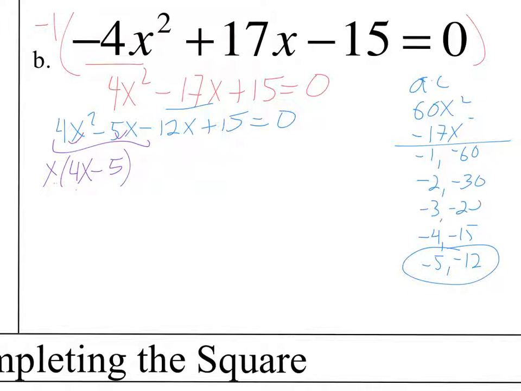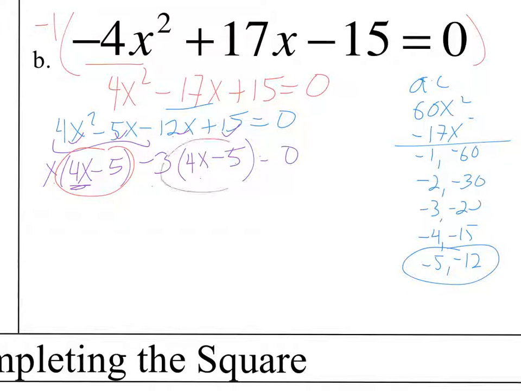For negative 12x and 15, I'm going to take out a negative 3. I like taking out the negative to try to make sure that I get a positive inside the parentheses. And negative 12 divided by negative 3 is going to be 4 with my x. And I get a minus 5 for 15 divided by negative 3. Just to check, negative 3 times 4 is negative 12. Negative 3 times negative 5 is positive 15. Those both work out.